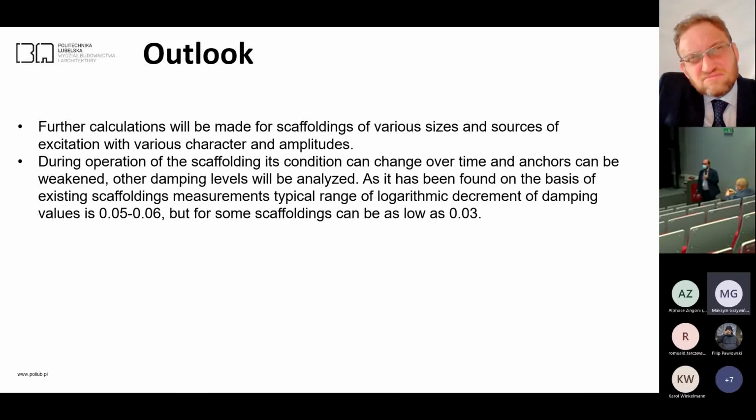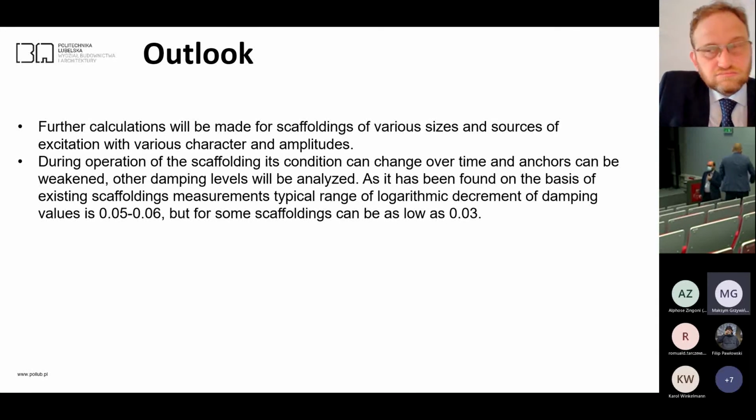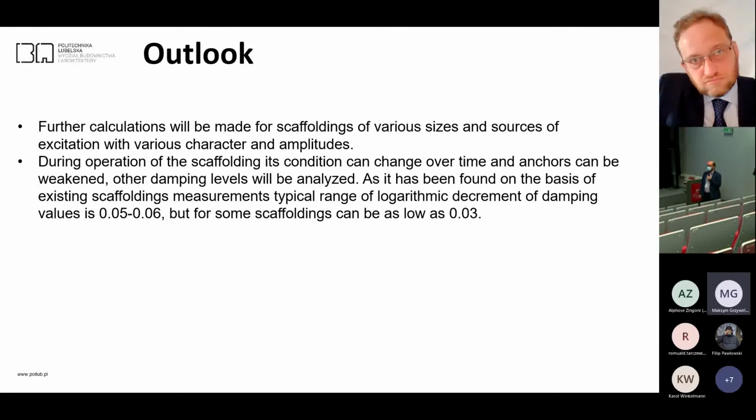As an outlook, in our project we have made 120 models of scaffoldings of small, medium and large sizes. So I will try to make this analysis for maybe not all of them, but some of the selected scaffoldings, and also with some other damping parameters, so logarithmic decrement of damping. I will use other values and see if something is changed.